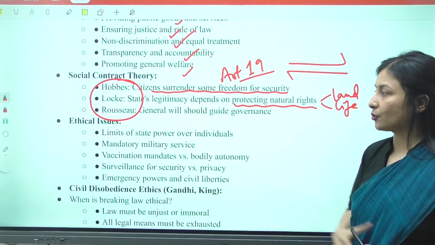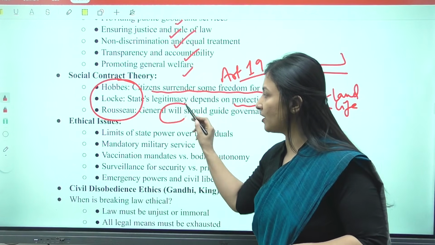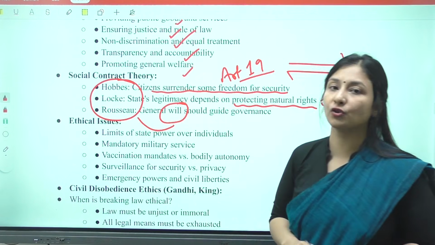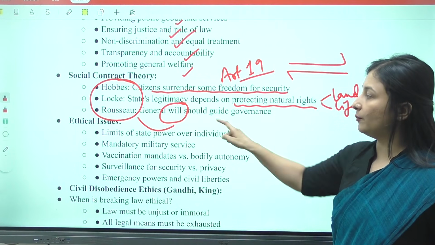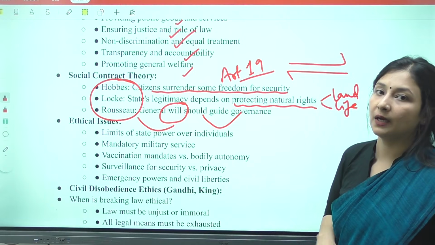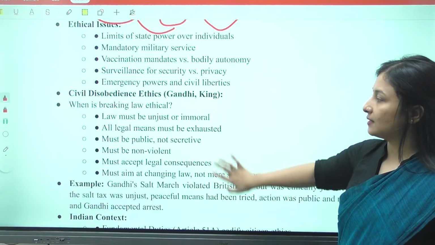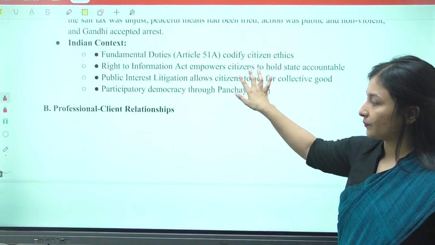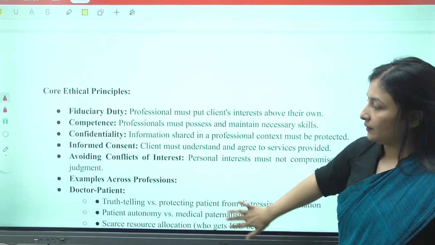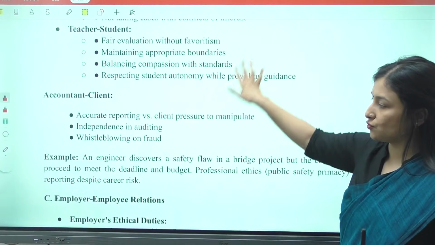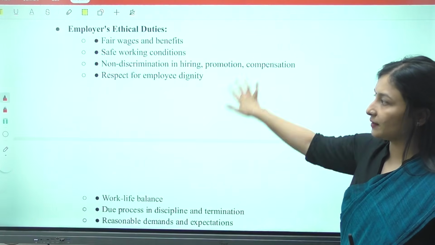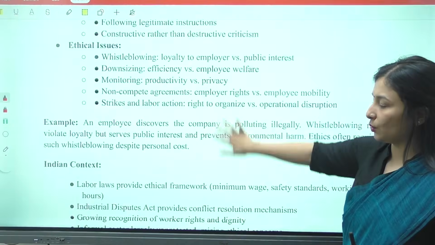Similarly, Rousseau, he talks about the general will. Again, here he's talking about the conception of the ethical democratic form of government which is going to guide the governance system. Is it clear? Now, okay, these are the various scenarios which you guys can see through. Okay, nothing much has to be explained over here.